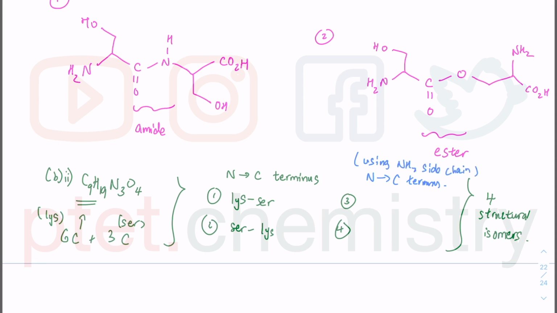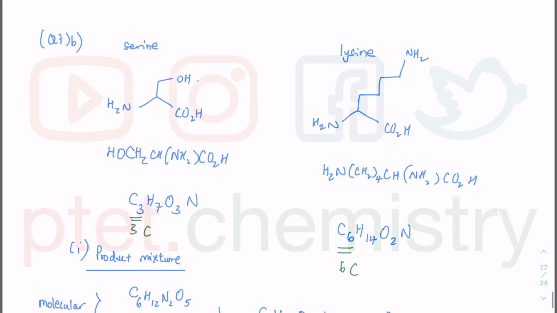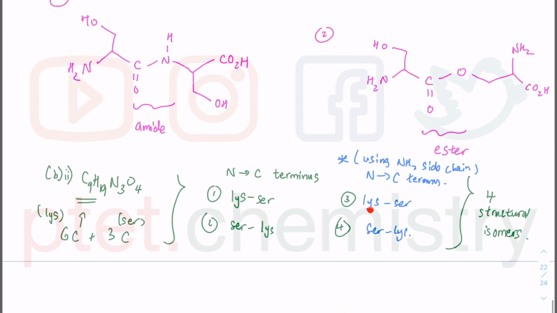So I think it's very important that I go back and correct this thing. So I beg your pardon. It is still 4 structural isomers. I just remember that when you have an extra side chain, this can also form an amide with your other group. So it's still something from lysine to serine, something from serine to lysine, but this is using the NH2 on your side chain instead. I hope that makes sense with that correction.